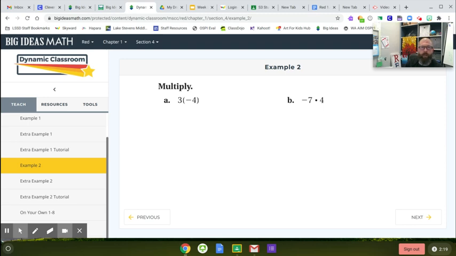This is 1.4, example 2, and now we're multiplying numbers with a different sign. So notice how we're multiplying. You see these parentheses and a number next to it? That means multiplication. That's another fancy way. This dot also means multiplication. So if a number is next to parentheses, you're going to multiply those two numbers.